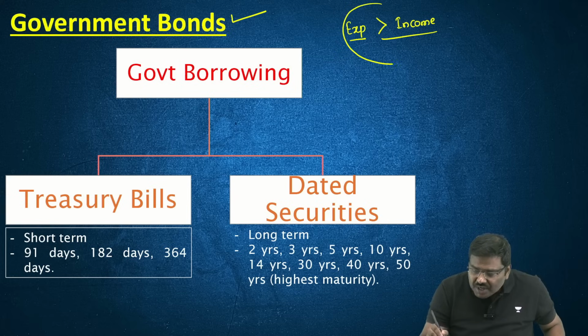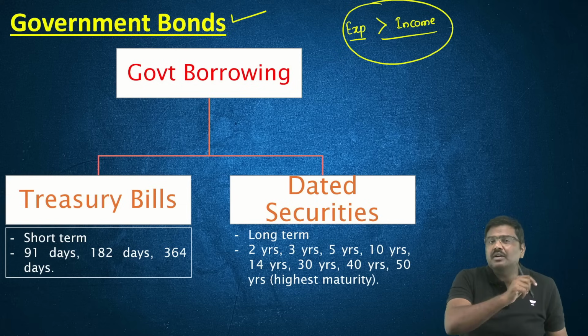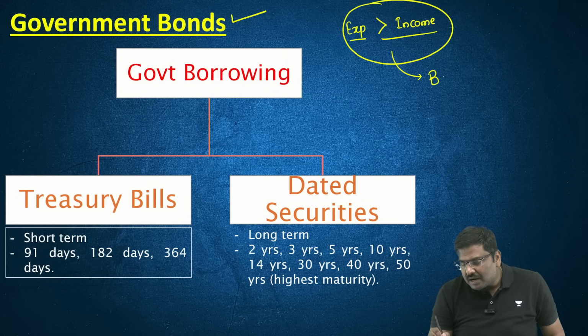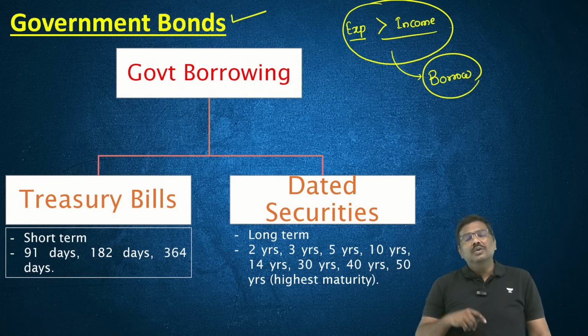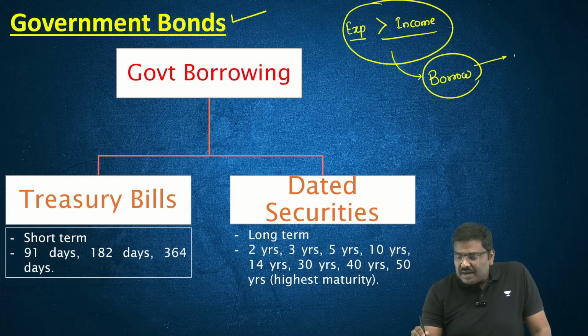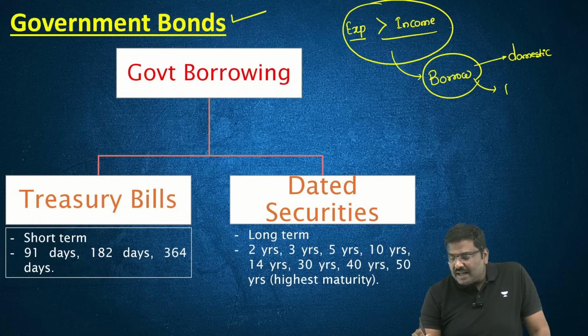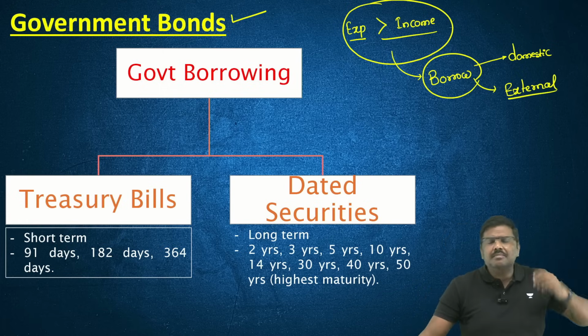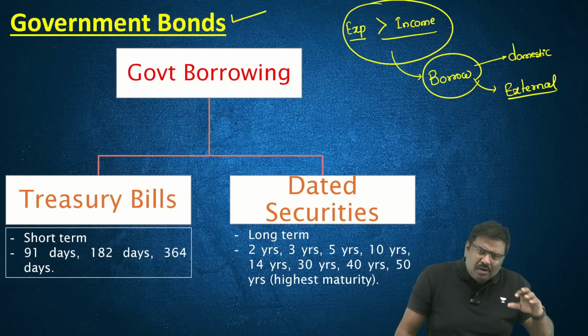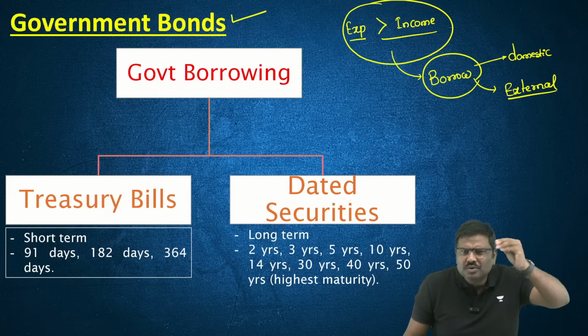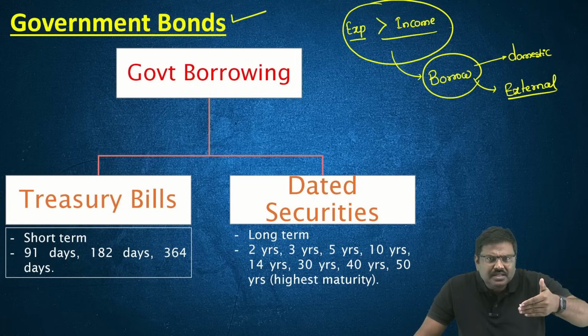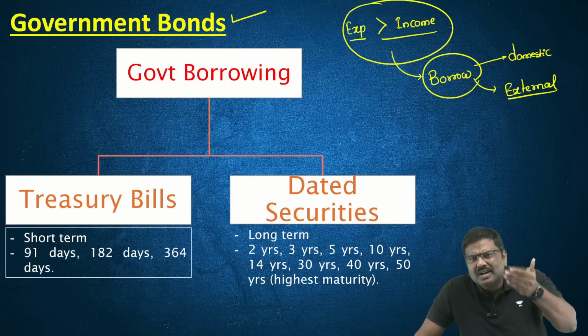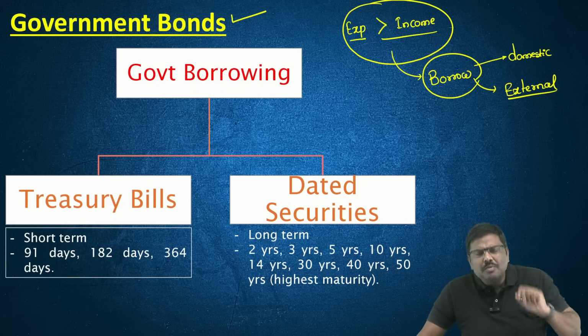And this essentially will force the Government of India to borrow from the market. Now, the borrowing can be done in the domestic market, and it can be done from the external market as well. And this is not just applicable to the Indian government, it is applicable even to the state governments. Even the states will have a huge amount of expenditure compared to their income. They are also forced to borrow from the market.